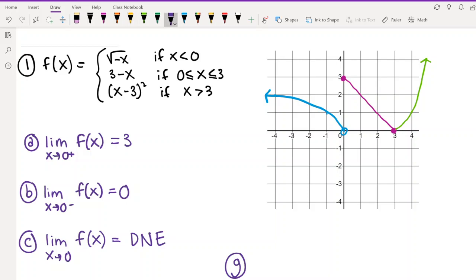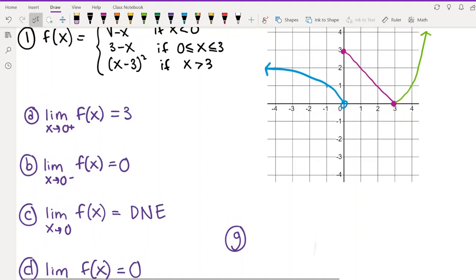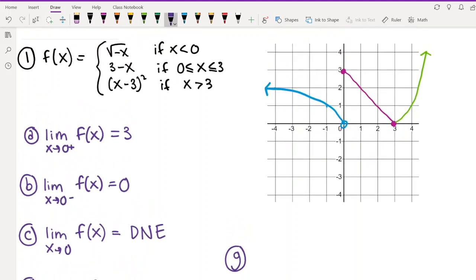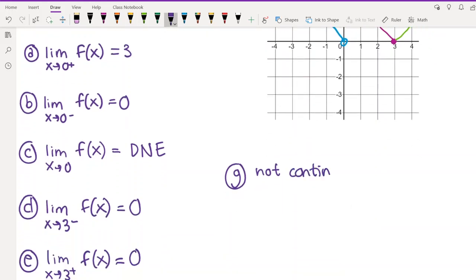So we can see that at 3, the pieces of the graph match up. So how could you have figured that out without looking at the actual graph? Well, basically because the left and right limit agree with each other, and because the function is defined at 3, right? If you plug in 3, you would also get 0. That's what tells us that it's continuous at 3. So what about at 0? Well, at 0, we see that the left and the right limit do not agree with each other, and therefore it is not continuous. So it is not continuous at x is equal to 0.